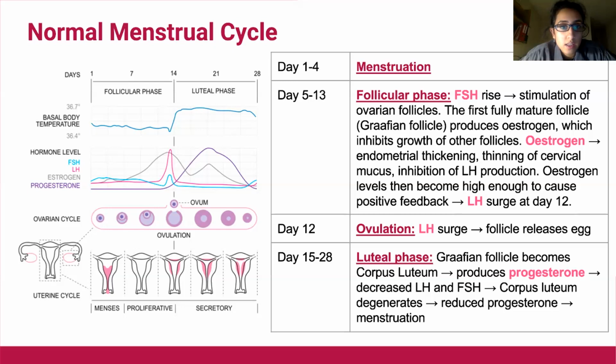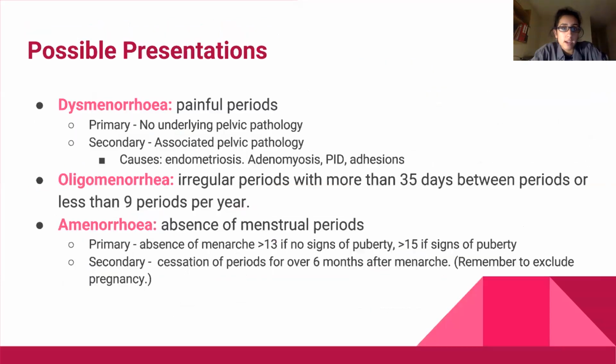In the luteal phase, the Graafian follicle becomes a corpus luteum in the ovary, which then produces progesterone, which has a negative feedback, decreasing LH and FSH, and it maintains the endometrial lining. If the egg is fertilized, then the blastocyst releases HCG, which maintains the corpus luteum, maintains the secretion of progesterone, which maintains the endometrial lining further. However, if it's not fertilized, there's no such HCG release, and the corpus luteum degenerates. Reduced progesterone then leads to degeneration of the endometrial lining, and menstruation occurs. So that was just a brief recap.